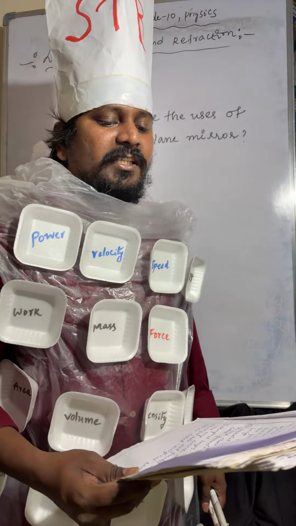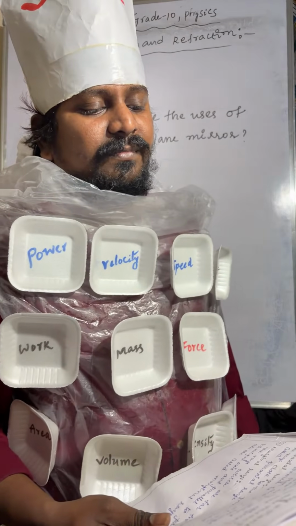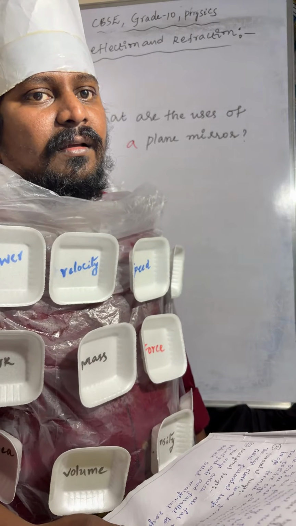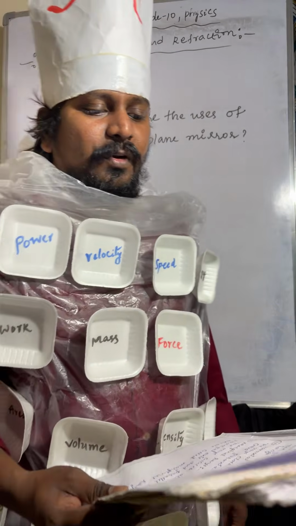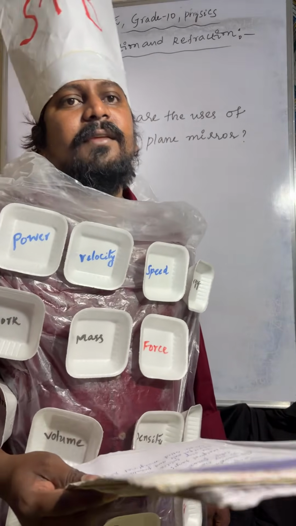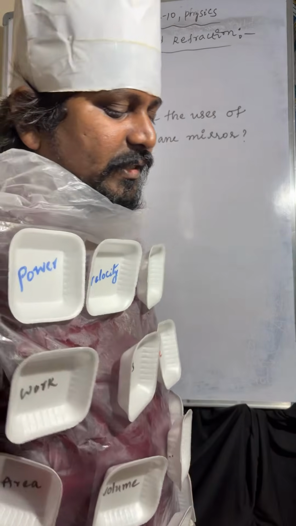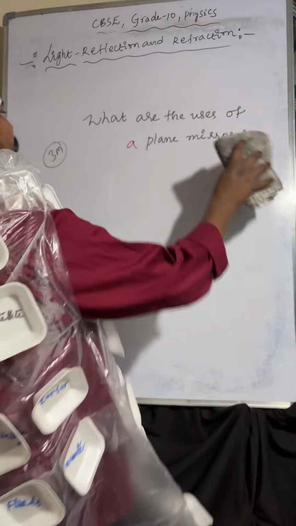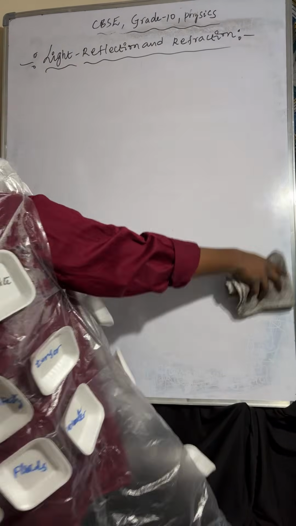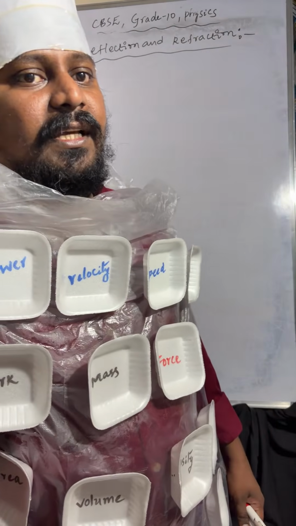So magnification produced by plane mirror is +1. What does it mean? Magnification produced by a plane mirror is +1. What does that mean? Virtual, erect and same size.